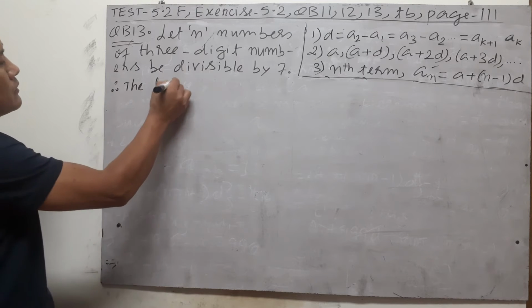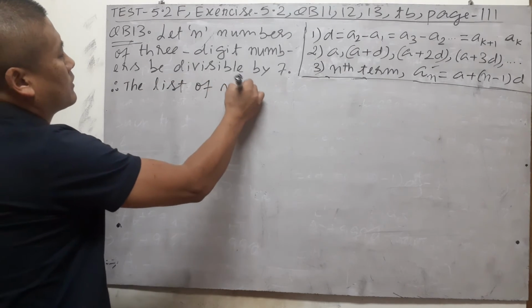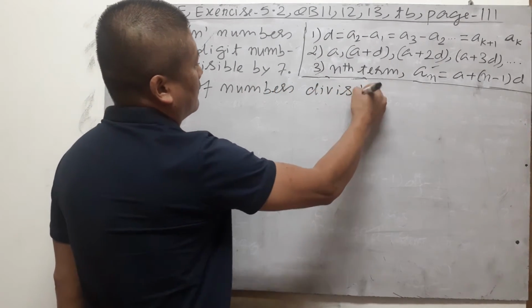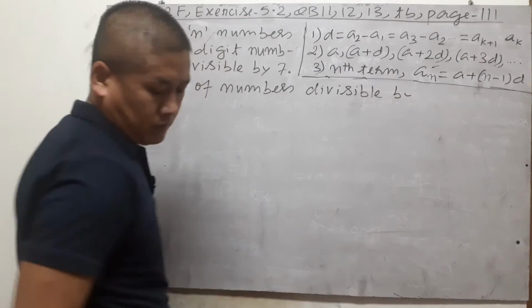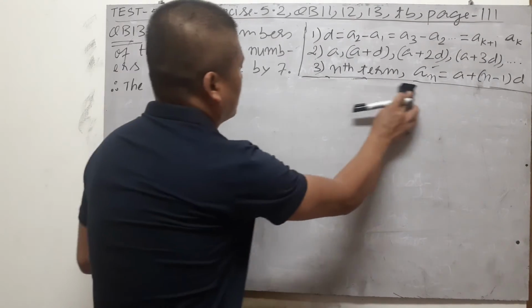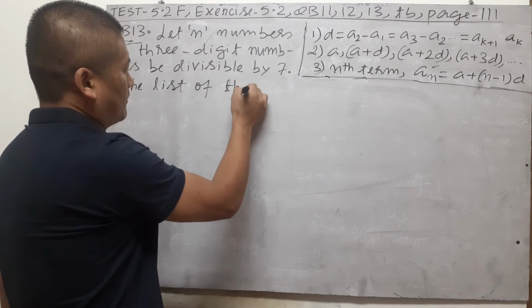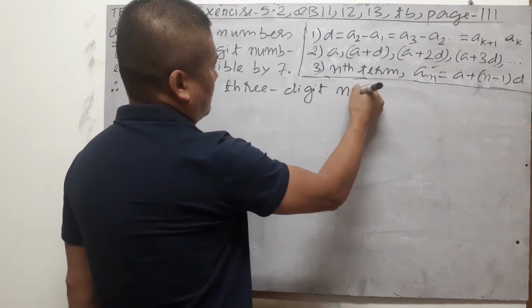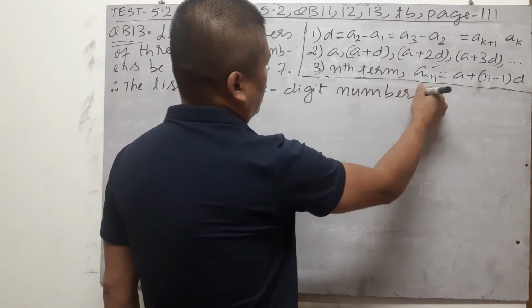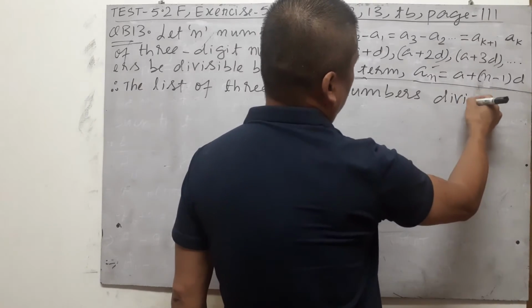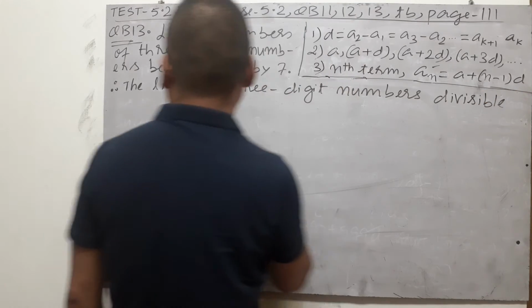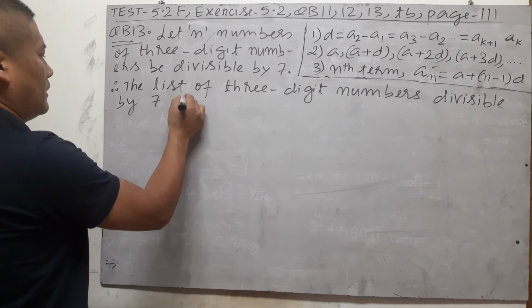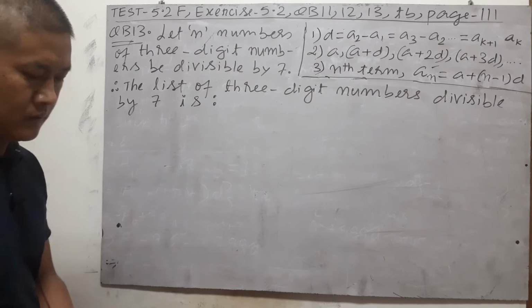the list of 3-digit numbers divisible by 7 is, let's do like this.